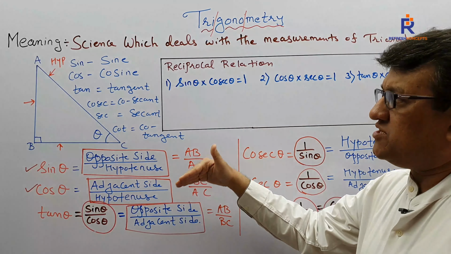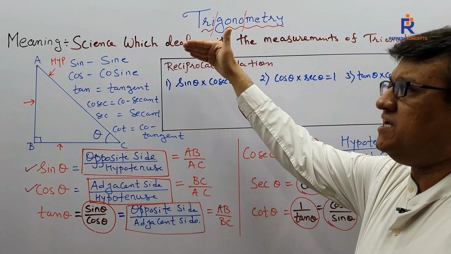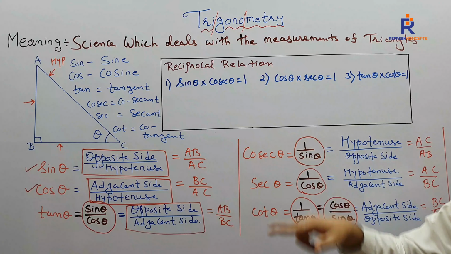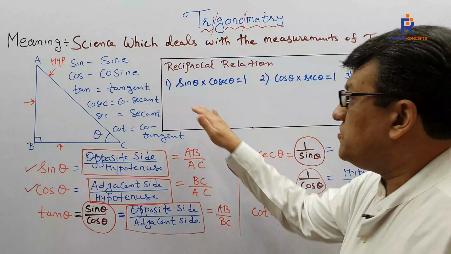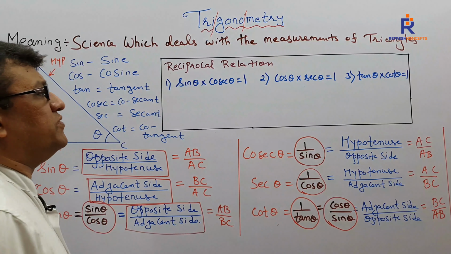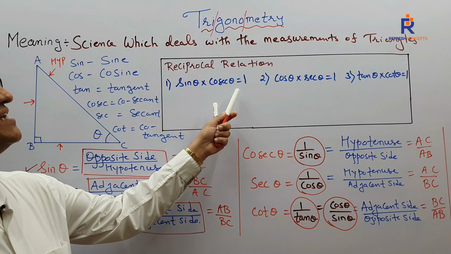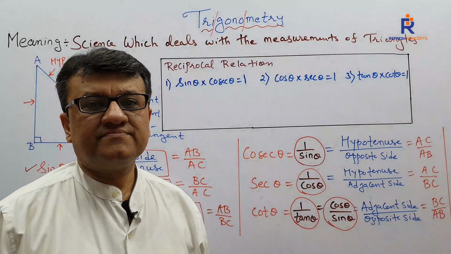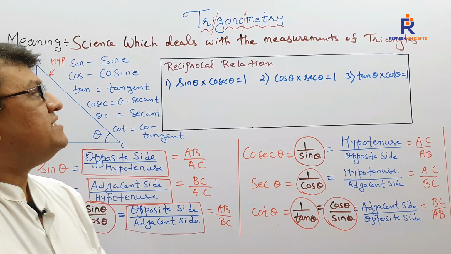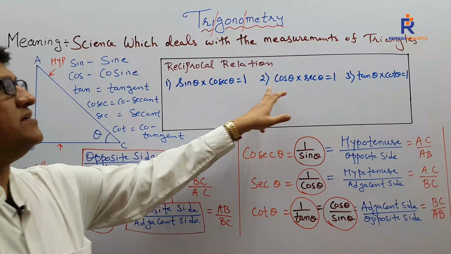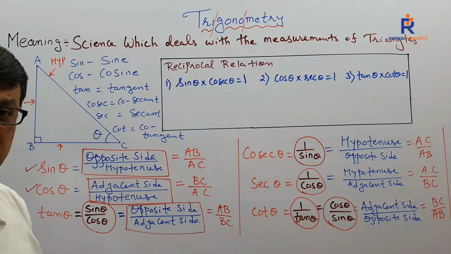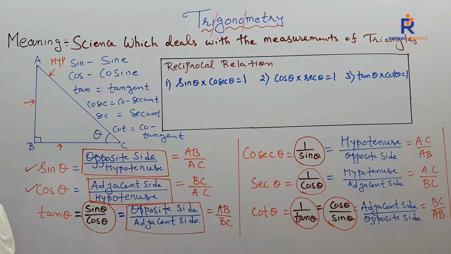So this is the way we should learn trigo, meaning what are the number of ratios, and the very first thing is reciprocal relation or inverse relation. There are 3 reciprocal relations over here. Sin theta into cosec theta is 1, cos theta into sec theta is 1, tan theta into cot theta is 1. I shall give you the answer for the first one in detail.